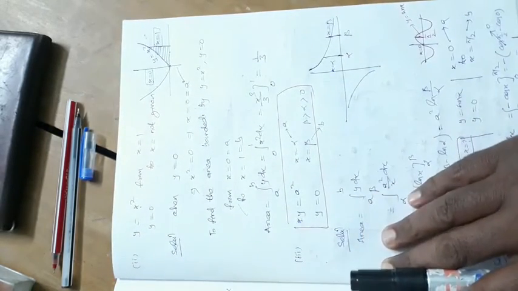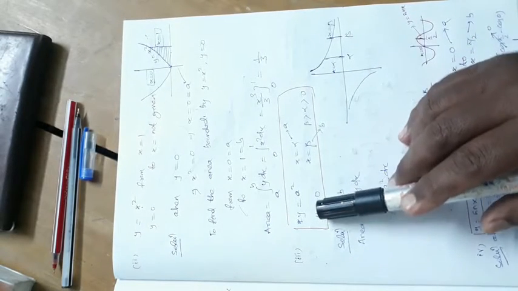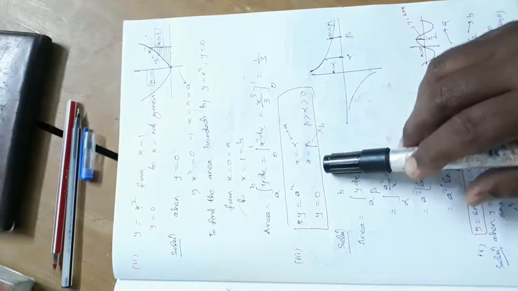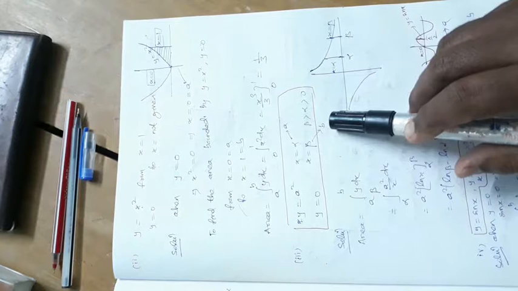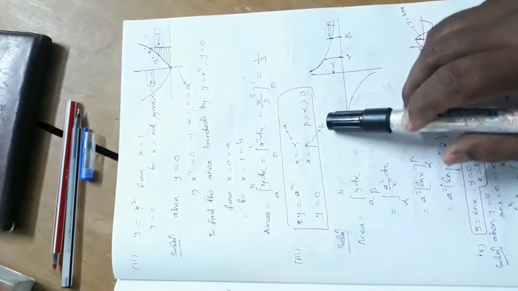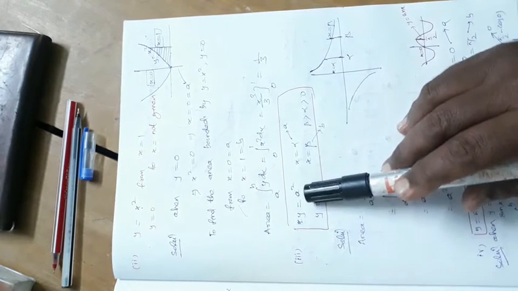Another question, look here. Find the area bounded by xy is equal to a square, y is equal to 0, x is equal to alpha, x is equal to beta. This is your a and this is your b. As given, beta is greater than alpha, so it is your b and it is your a, which is greater than 0. Xy is equal to a square.